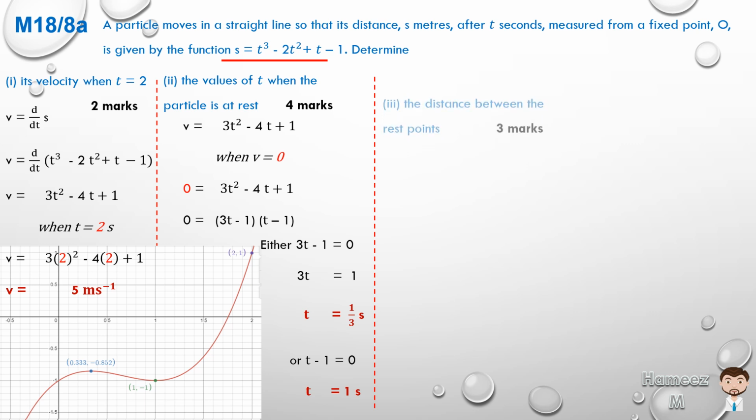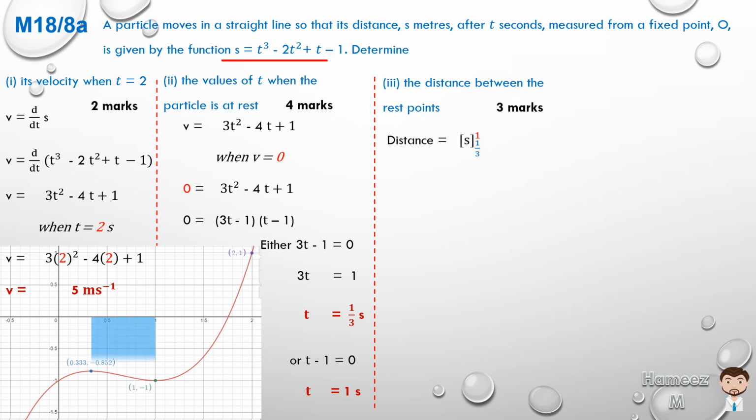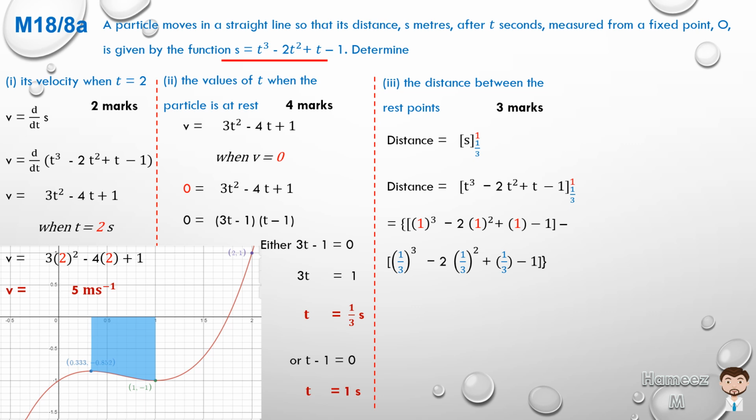Part 3. Determine the distance between the rest points. So we want to find the distance between 1/3 second and 1 second. So we know the distance that's given above is equal to t cubed minus 2t squared plus t minus 1. And we want to find it between the limits 1/3 and 1. So we can substitute. So that will give us 1 cubed minus 2 by 1 squared plus 1 minus 1. That's for the upper limit of 1. Minus (1/3 cubed minus 2 by 1/3 squared plus 1/3 minus 1), which is the lower limit.